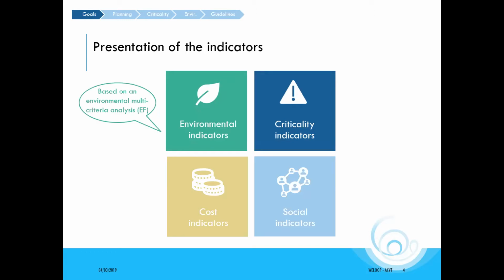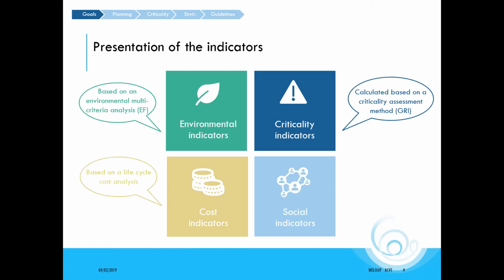Environmental indicators are calculated based on an environmental multi-criteria analysis using the EF method. Criticality indicators are calculated based on a criticality assessment method, like, for example, the GRI, so Global Resource Indicator method. Cost indicators come from a life cycle costing. And finally, social indicators are calculated based on UN environment guidelines and a stakeholder survey.